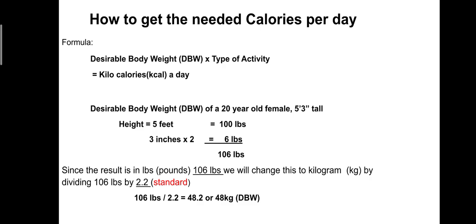Desirable body weight or DBW of a 20-year-old female who is 5'3" tall: 5 feet is equals to 100 pounds. 3 inches times 2 is equals to 6 pounds, over all of 106 pounds. Since the result is in pounds, we will change this to kilograms by dividing 106 pounds by 2.2 standard. 106 pounds divided by 2.2 is equals to 48.2 or 48 kilogram DBW.